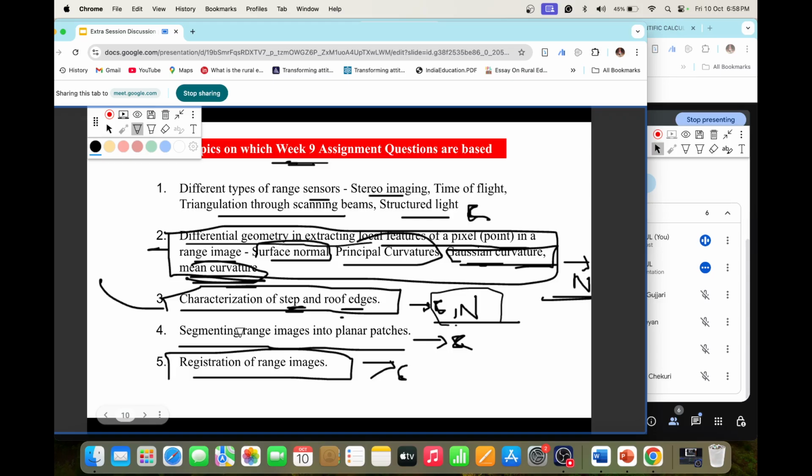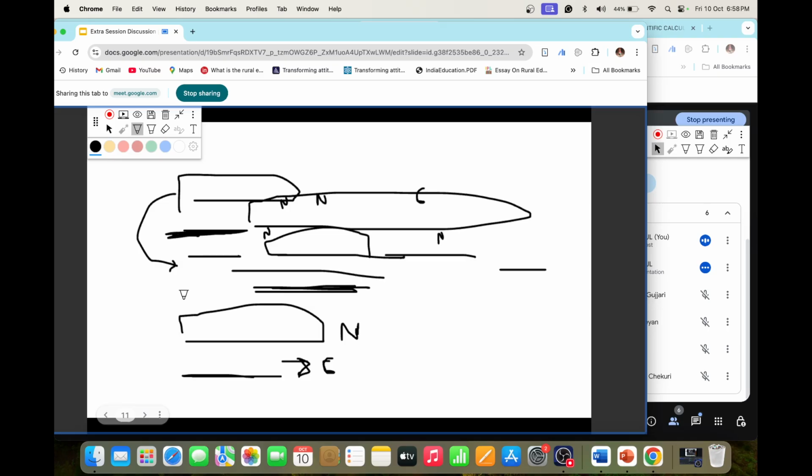And this fourth, that is segmenting range image into planar patches, this is important in terms of conceptual point of view. And registration, this is again conceptual point of view. But in this segmenting range image into planar patches, you have two concepts, like DNP and your NPS. Okay, so please go through these two concepts, DNP and NPS. This is actually very important from your conceptual question point of view. So this is regarding fourth. But numerical second, third is very important. Okay, second and third. So that is related to your range image.